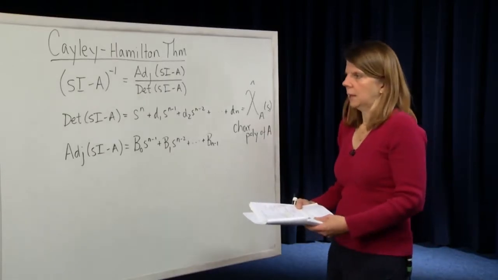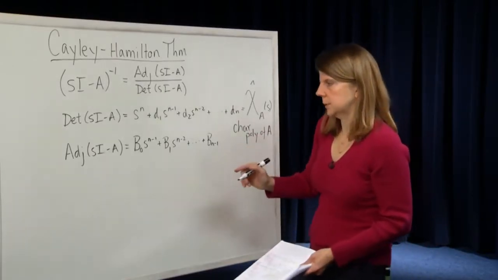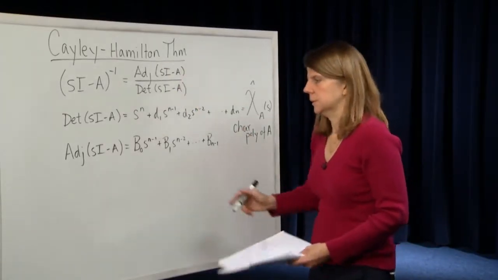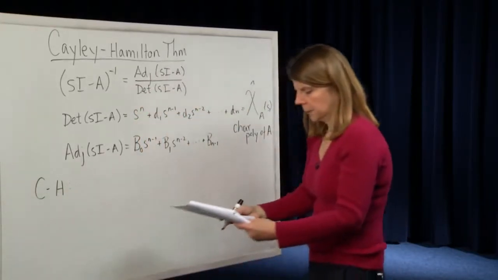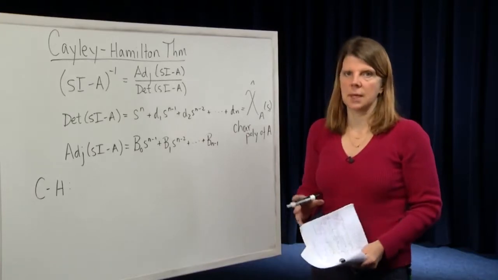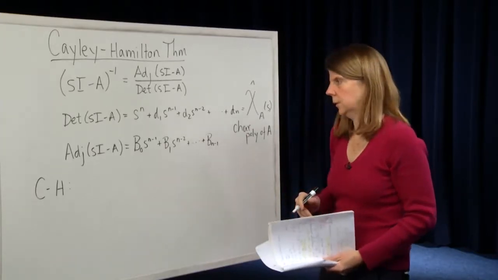Okay, so we have that. So what does the Cayley-Hamilton theorem say? Cayley-Hamilton theorem says the following. It says that every matrix satisfies its own characteristic polynomial.